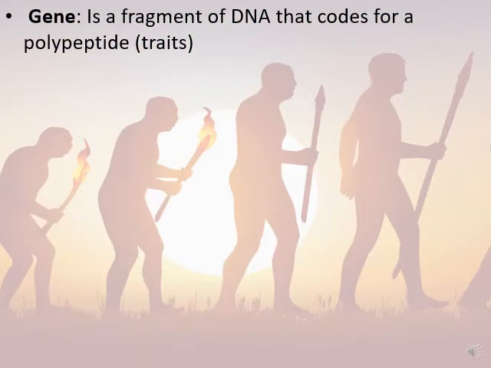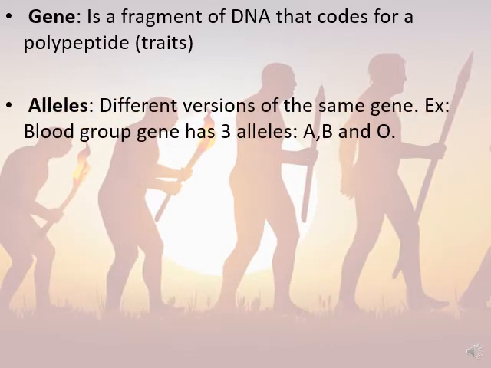What is a gene? A gene is a segment of DNA that codes for a polypeptide coding for a trait. Alleles. What are the alleles? Alleles are different versions of the gene. For example, the blood group gene has three different alleles: allele A, allele B, and allele O. Sure, you know that we have four different blood groups: blood group A, blood group B, blood group AB, and blood group O. How can we have blood group AB? We'll talk about this in the coming slides.